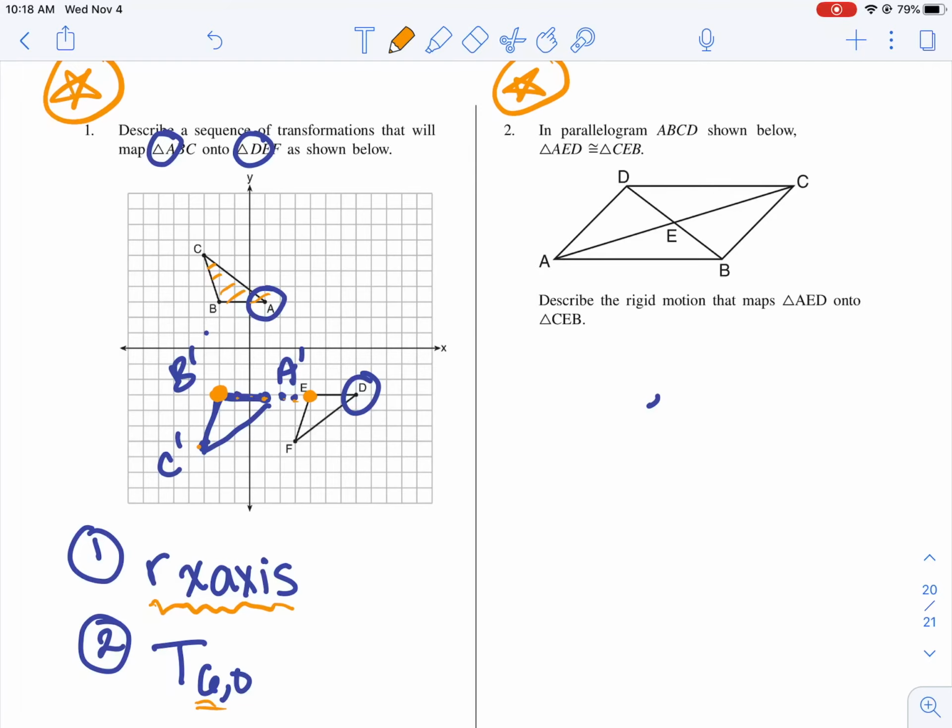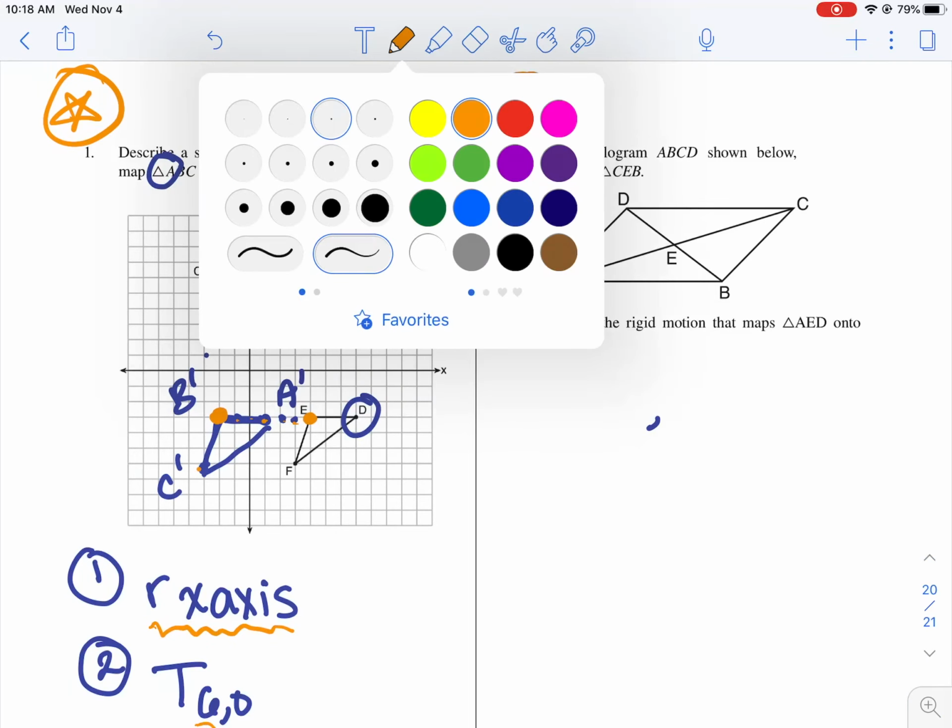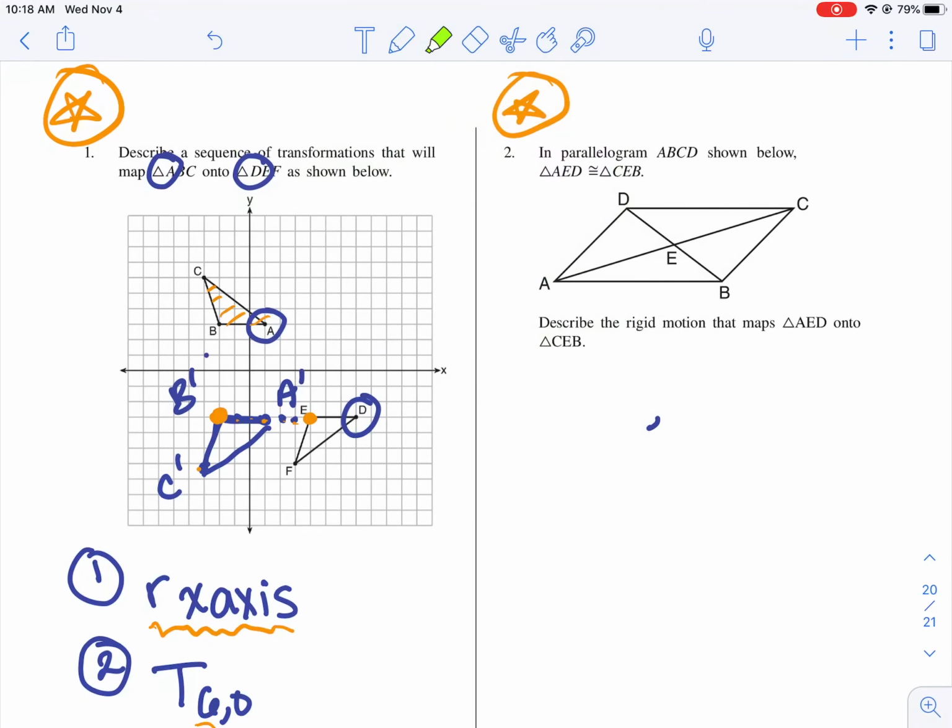Now for number 2, this is a really popular one on the Regents. They love putting these on. How is AED congruent to CEB?